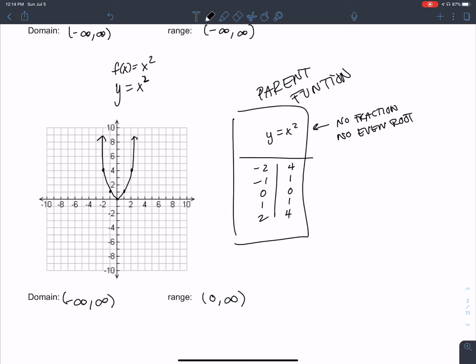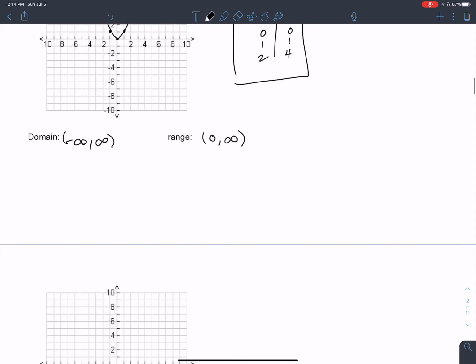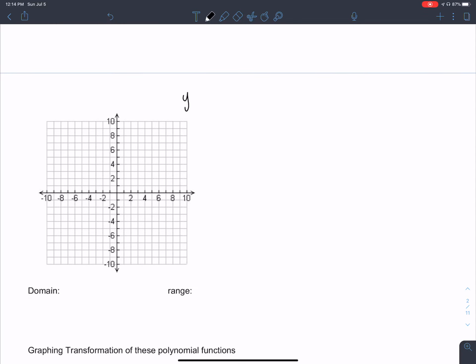And this is my graph. Okay? All right, we got one more. We got y equals x cubed. So same points, -2, -1, 0, 1, and 2. So if I plug that in, I'm going to get -8, -1, 0, 1, and 8. Let's graph that. So -2, -8, -1, -1, 0, 0, 1, 1, and 2, 8. Let's graph it.